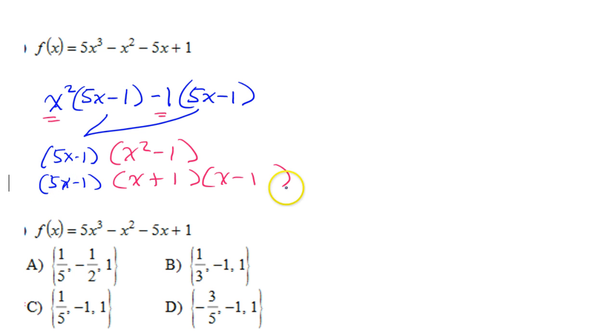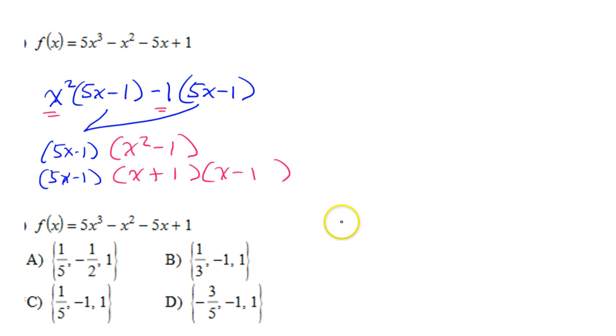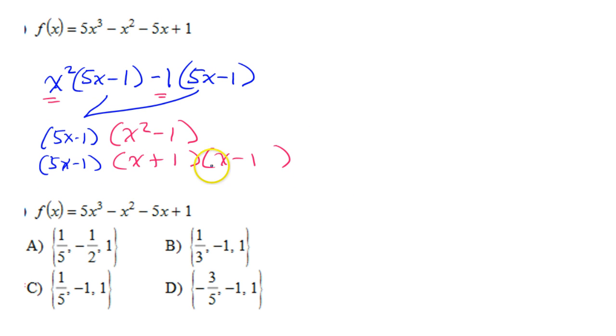Okay, so now we have factored it. Just like we factored by the other method, we get 1/5 from this, negative 1 from this, and positive 1 from this. So once again we get C. So if you're comfortable with grouping, then that's a good way to do it. And you don't need a calculator.